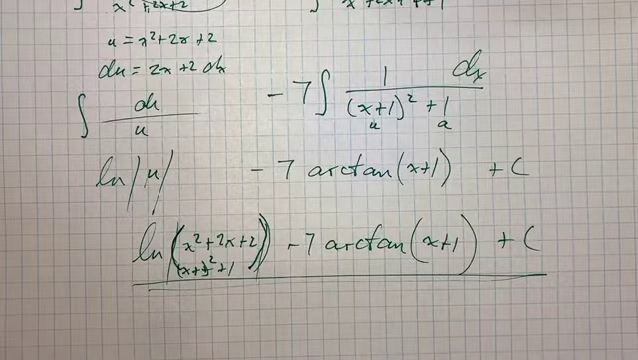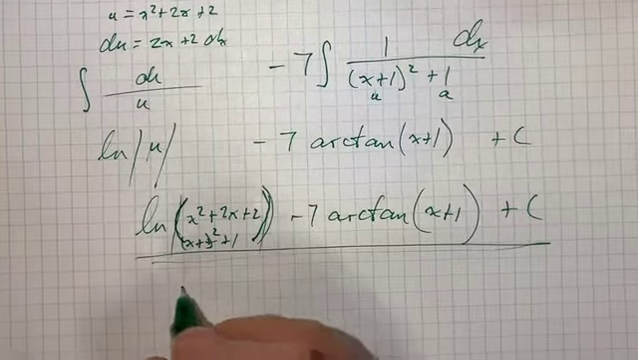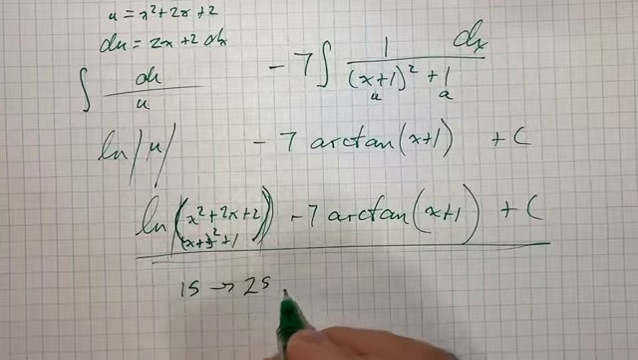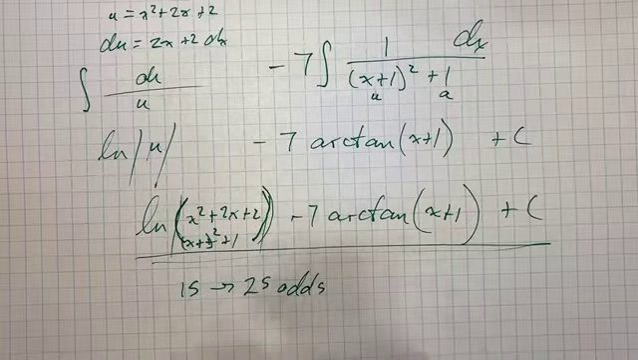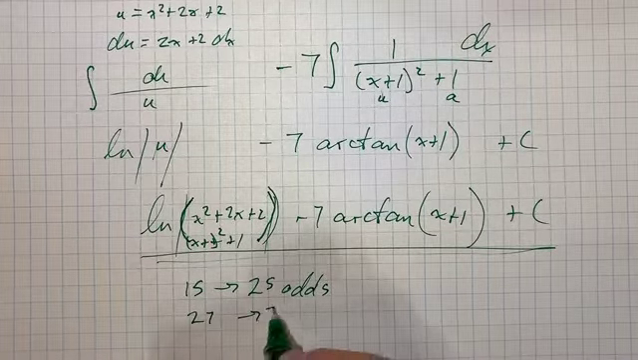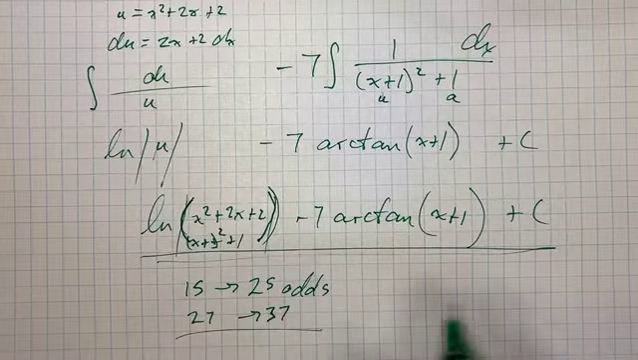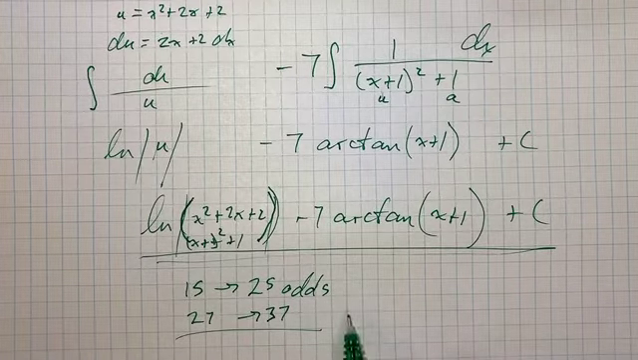Okay, so the questions I'm going to ask you to add on, please, are 15 through 25 odds, and also 27 to 37, all of them. And I will try and make sure that all of these are online. Good luck with these, and we're done chapter 5.